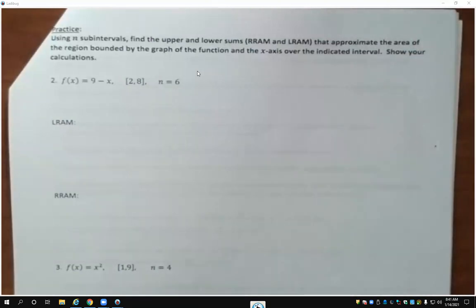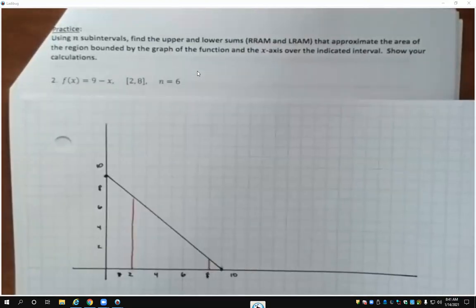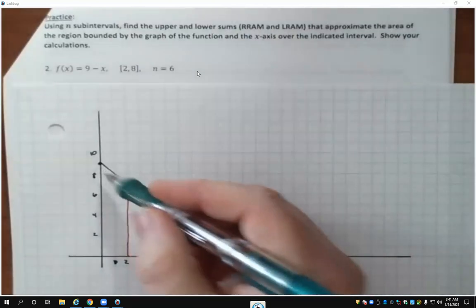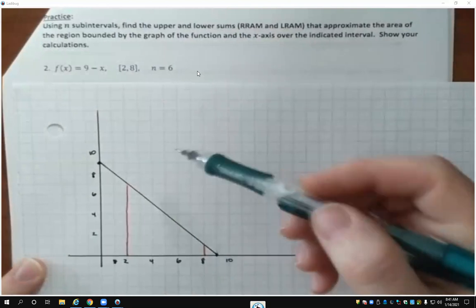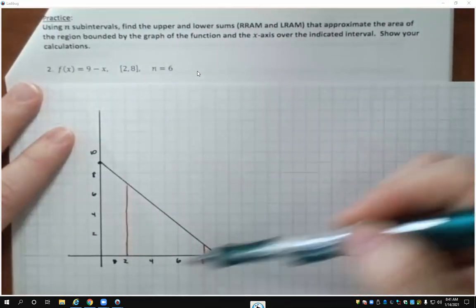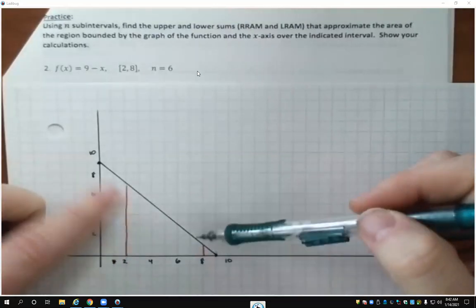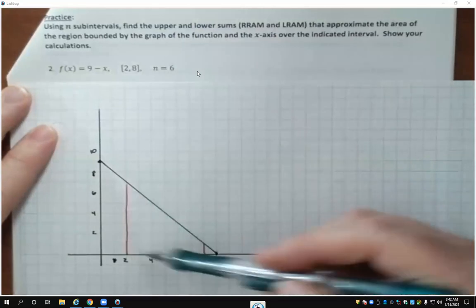Show your calculations. Okay, so before we actually get into this calculus way, I wanted to show you guys this. I actually sketched this graph, the graph of 9 minus x, which is this line right here. And we want to find the area bounded by the graph, the x-axis, and then these boundaries. So we're going from 2 to 8, which is this right here.